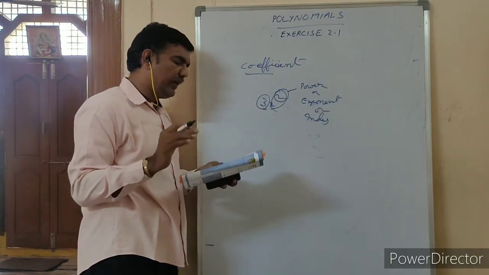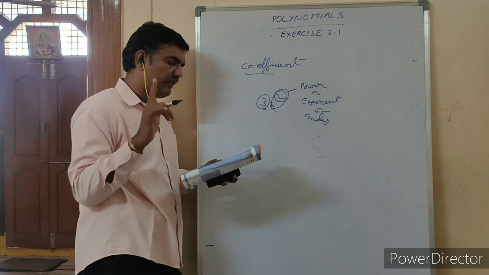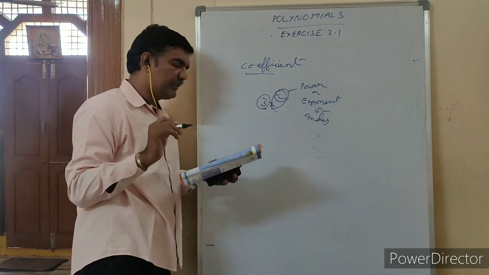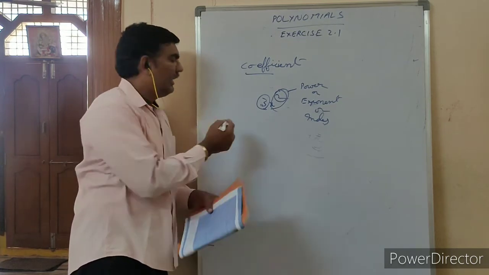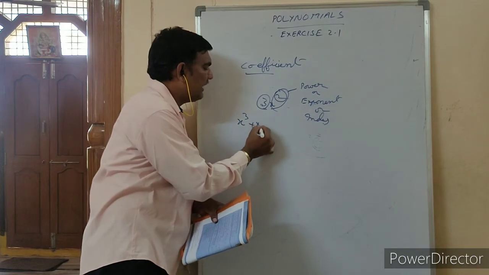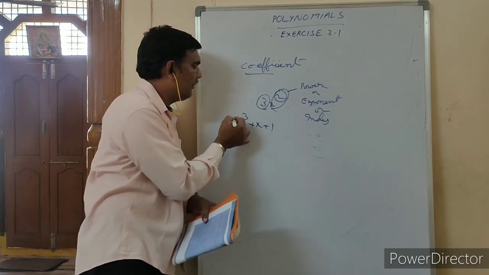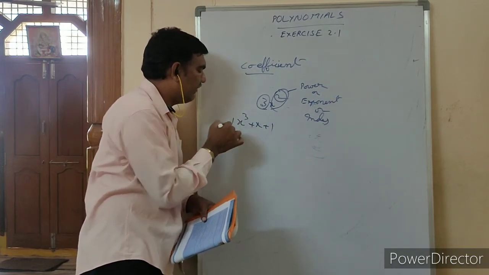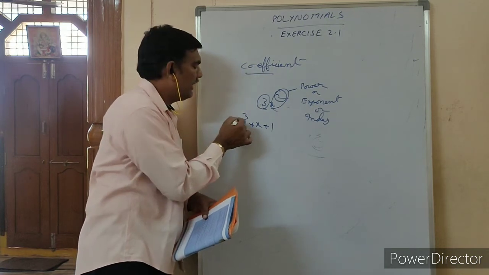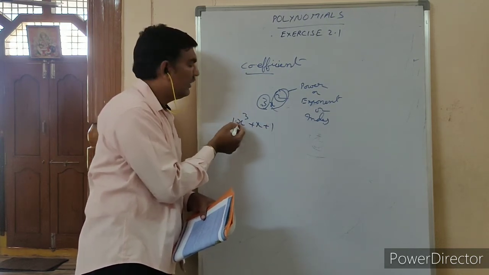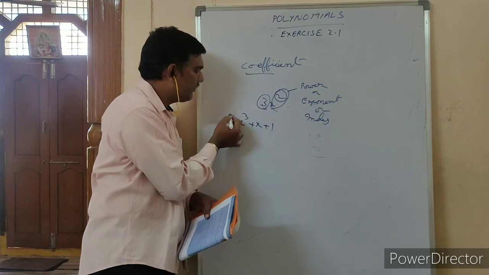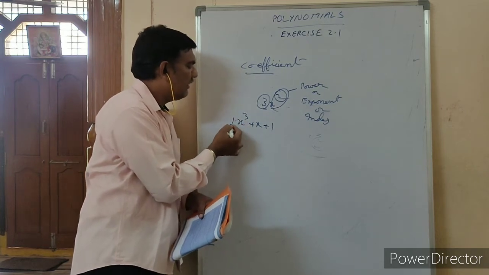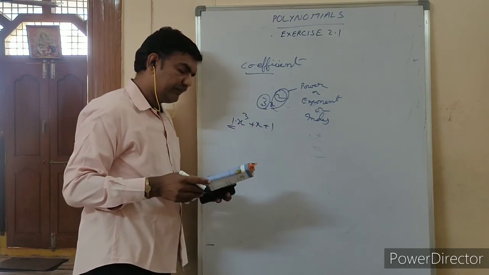He is asking the coefficient of x cube only. First, in the first problem, x cube plus x plus 1 is there. Before x cube, there is no number, which means 1 will be there. 1 into x cube is x cube only. What is the coefficient of x cube? If there is no number, its coefficient will always be 1.